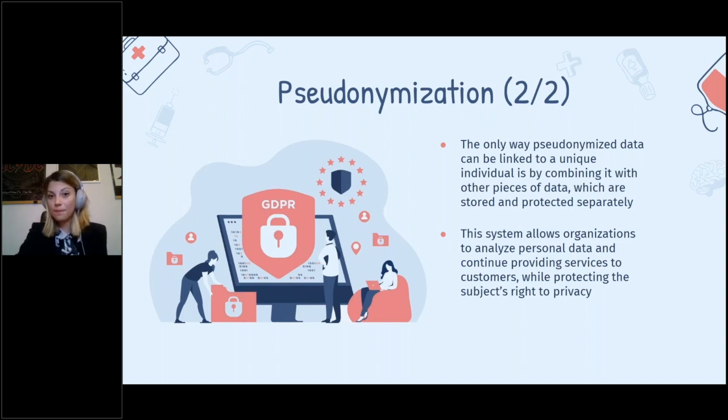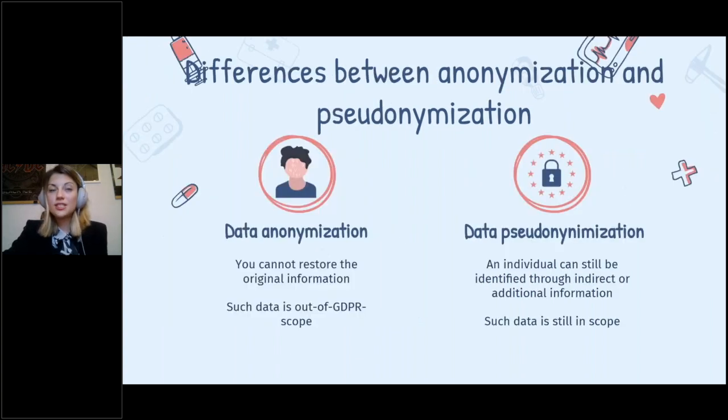to privacy. And what are the differences between anonymization and pseudonymization? Pseudonymization means that an individual can still be identified indirectly or with additional information. This means that pseudonymized personal data is still in scope. Anonymization means that you cannot restore the original information, and such data is out of scope of the GDPR.